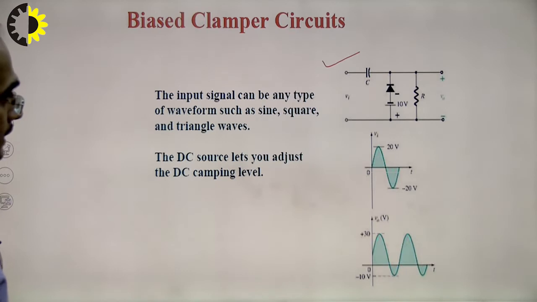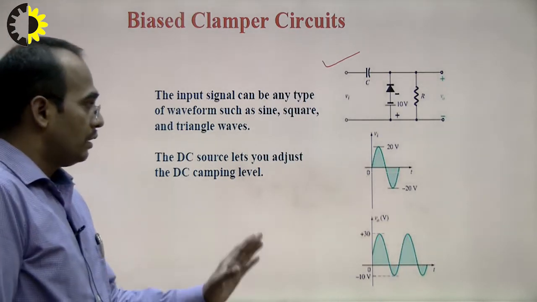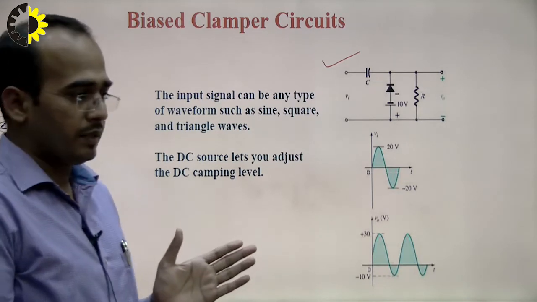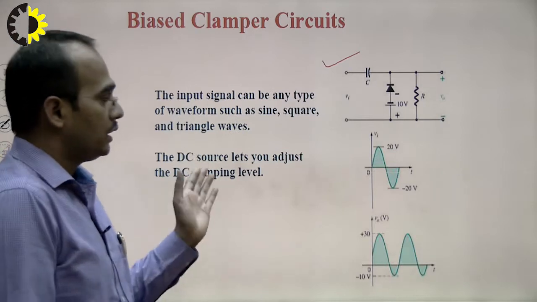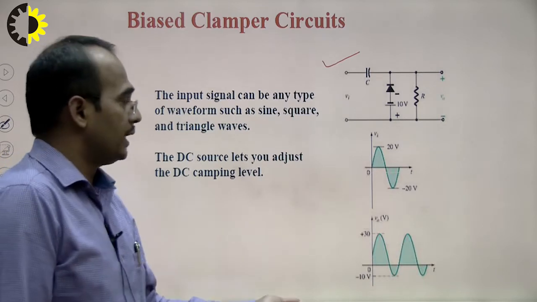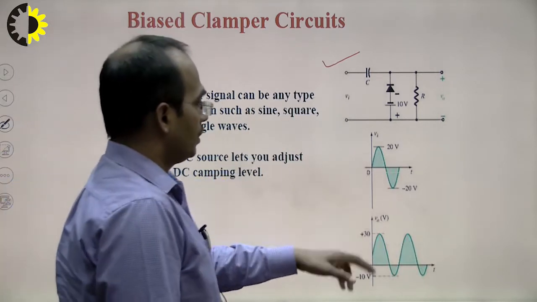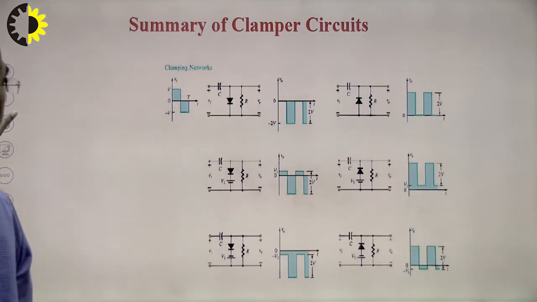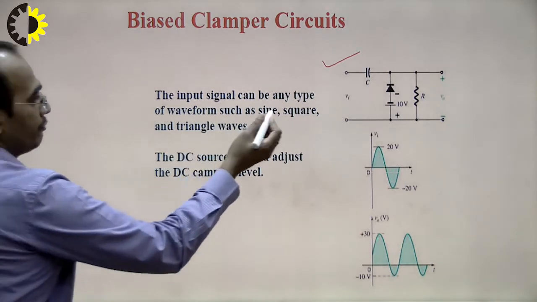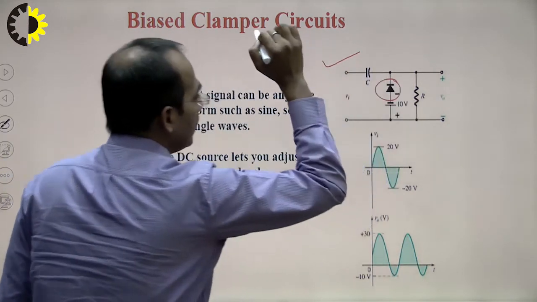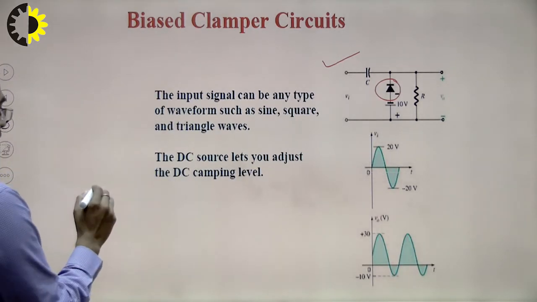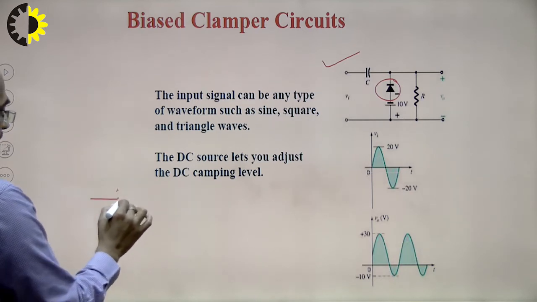and for analyzing this circuit, we will follow the same steps that I followed in the case of the unbiased clamper circuit. First of all, I will consider that half cycle which makes this diode forward bias. For which half cycle will this diode be forward bias? The negative half cycle will make this diode forward bias. So first of all, I will consider the negative half cycle. So I am going to make this circuit again.